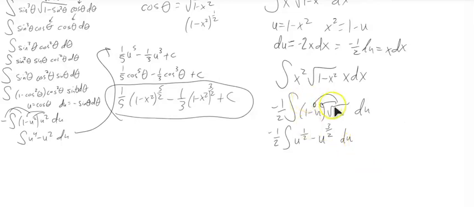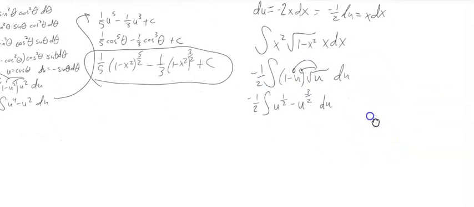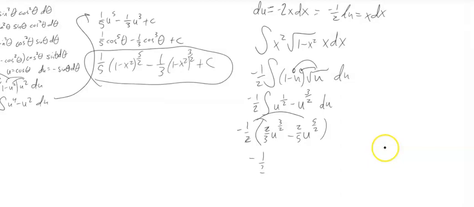And notice what I'm doing here is I'm thinking of square root of u as u to the 1/2 power, times u to the first, so u to the 3/2 power. Okay, I can do my integrals from there. And if I distribute this negative 1/2 into here, these twos cancel. So this becomes negative 1/3 u to the 3/2, plus, a negative times a negative, these twos cancel, 1/5 u to the 5/2.